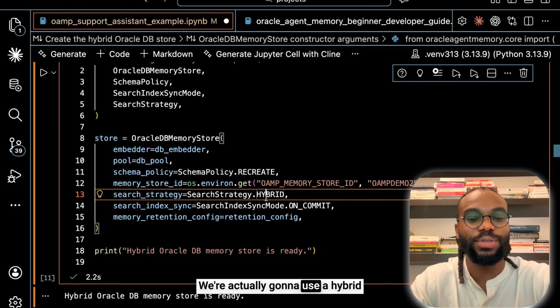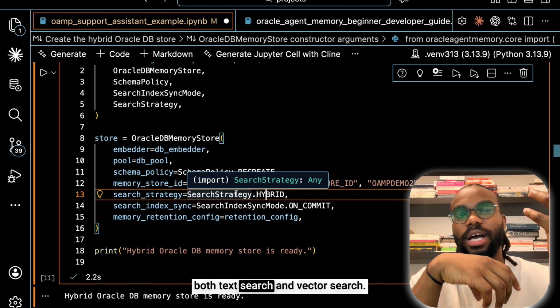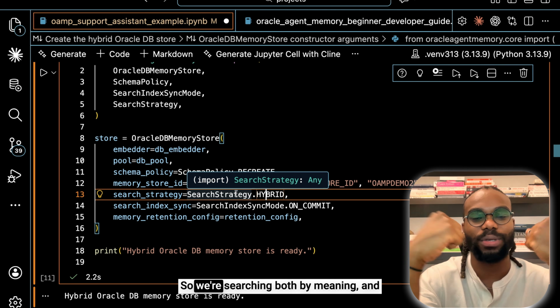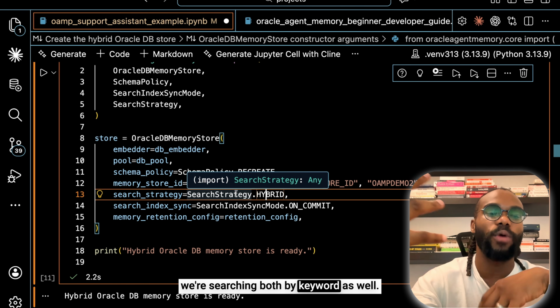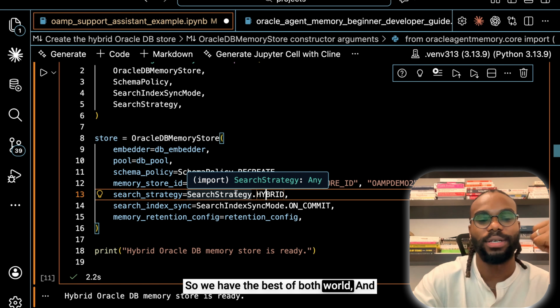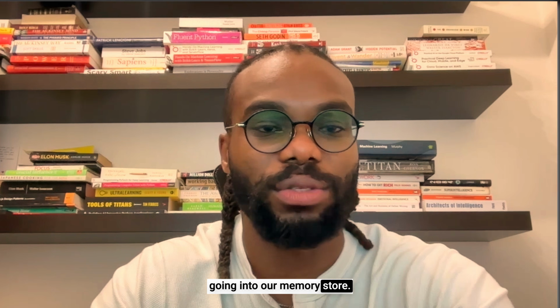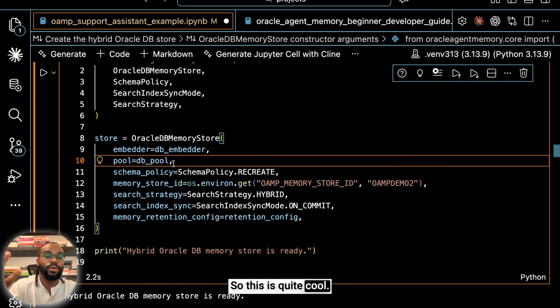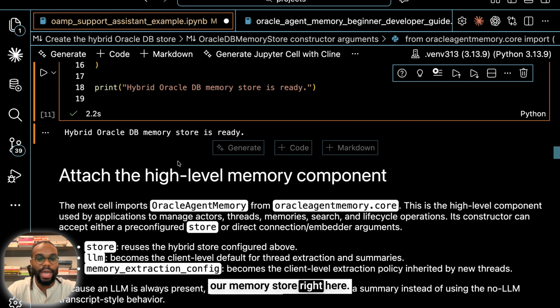We're actually going to use a hybrid retrieval, which means that we're using both text search and vector search. So we're searching by meaning and we're searching by keyword as well. So we have the best of both worlds. And we have this retention configuration going into our memory store. So this is quite cool. You can have as many memory stores as you want. We have this cool instance of our memory store right here.